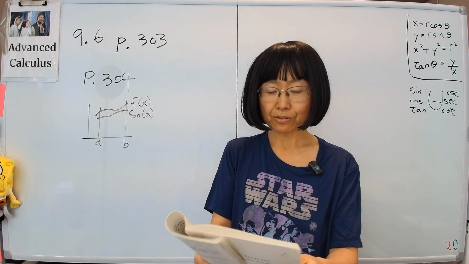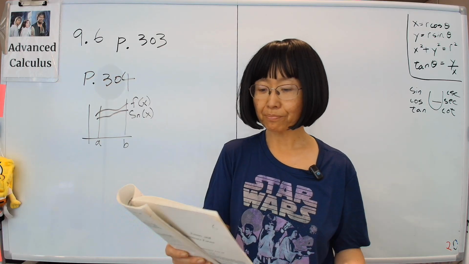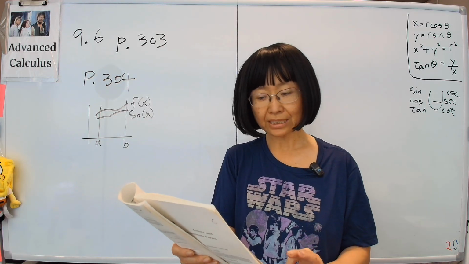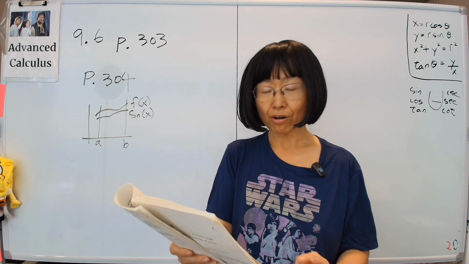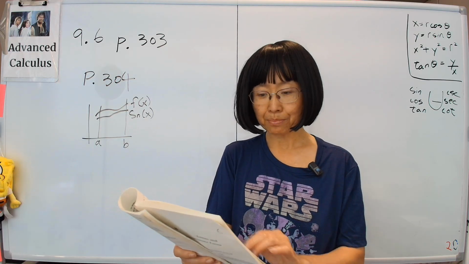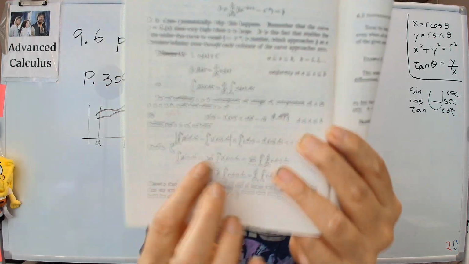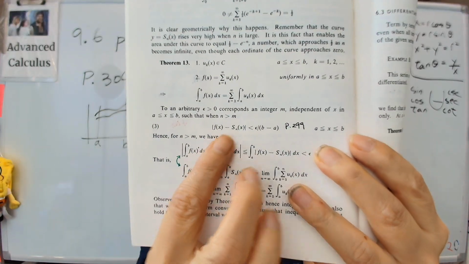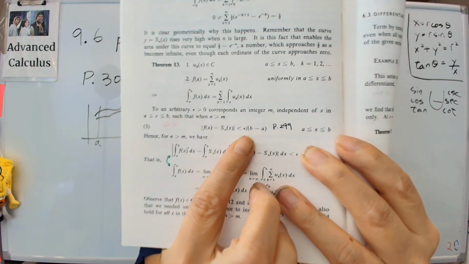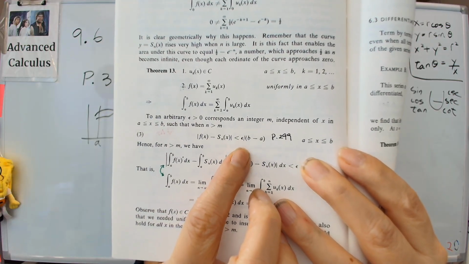And so to prove that, we are given epsilon bigger than 0, and we will find a large integer m such that for all integers n bigger than m, the difference between f of x and the partial sum is going to be less than epsilon divided by b minus a.